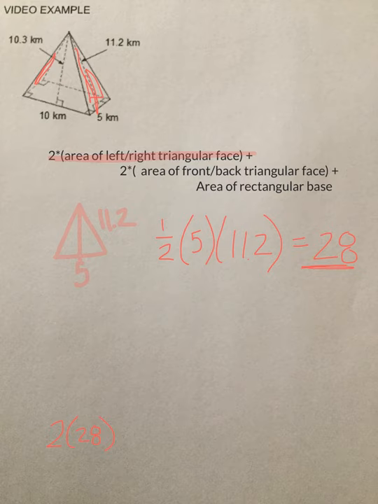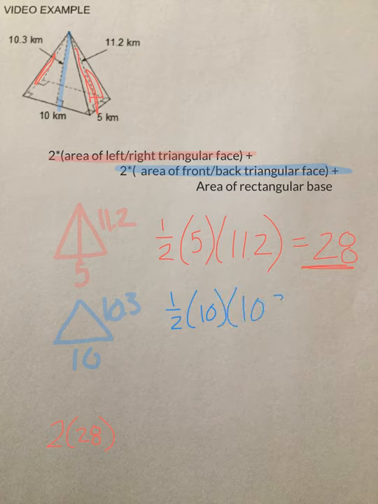Well, the second part of my formula says the front and the back triangles are exactly the same. Well, that front triangle, I can see has a base of 10 and has a height of 10.3. So if I want to find the area of that, 1/2 base times height, and that's going to have an area of 51.5. So the front triangle and the back triangle, because there's two congruent faces, both have an area of 51.5.